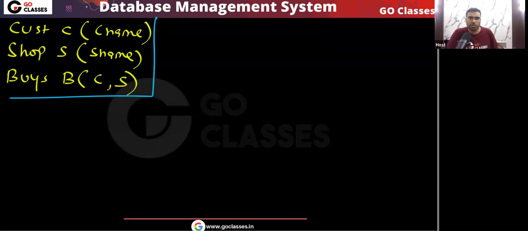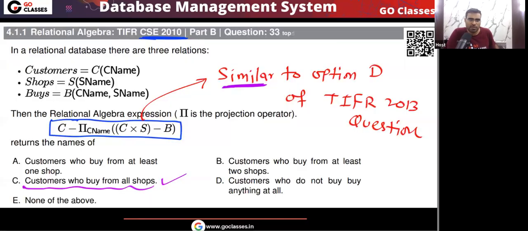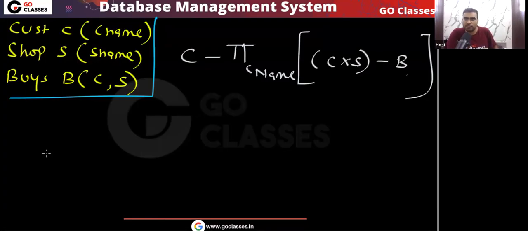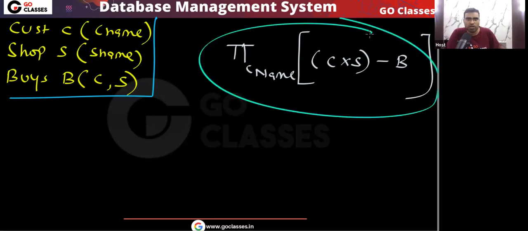Now look at the query that is given to us. The query is this: from C you are removing, pi customer name, and here you can see C cross S minus B. So this is the query. Now let's look at it one by one. First you tell me what this query will give you.